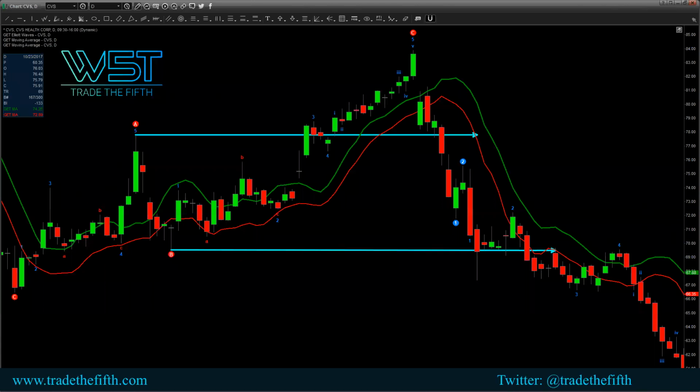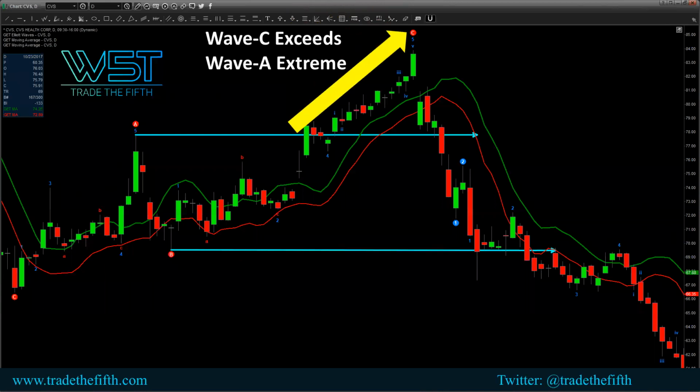Okay, so we've labeled an ABC correction there. So let's go ahead. The first one, wave C exceeds wave A extreme. You can see from the left there, we've got the red A, we've got the red B, and then as soon as we move through that wave A high, every single high is classed as a wave C at that point.